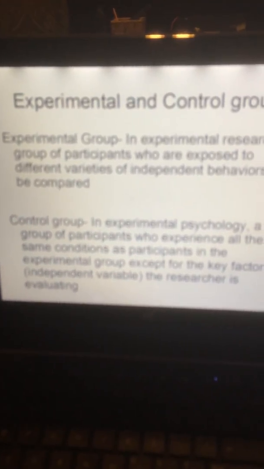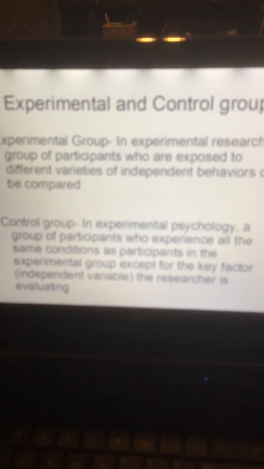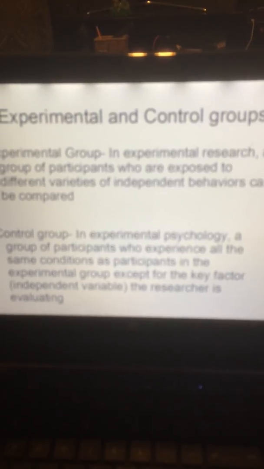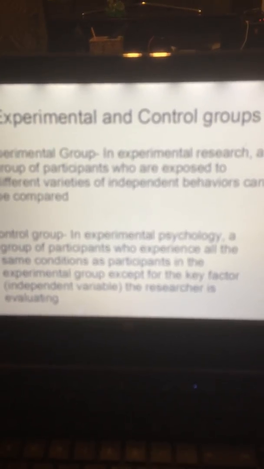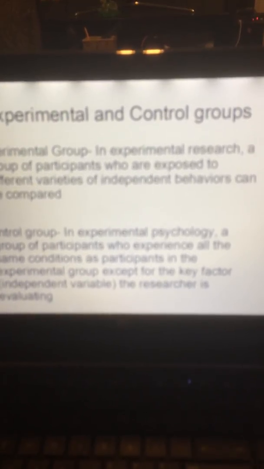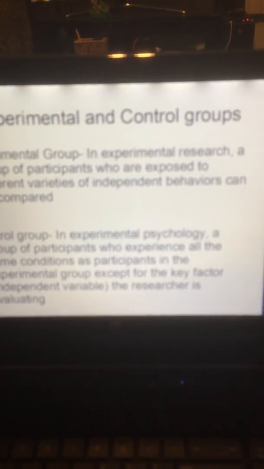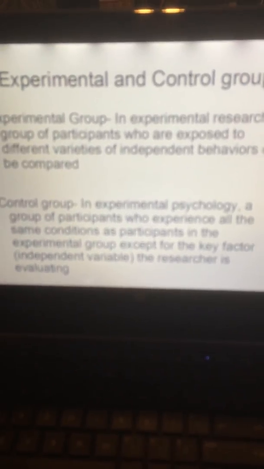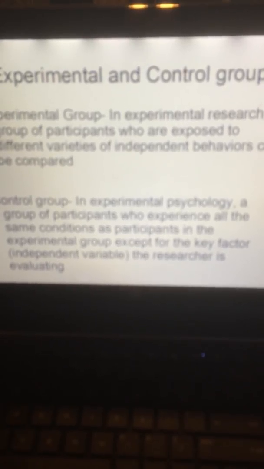Now, in this case, you have an experimental group and a control group. And every time you do experimental groups, you have to have a control group to measure them against. The experimental group is a group of participants who are exposed to different varieties of independent behaviors that they can be compared to. The control group is a group of participants who experience all the same conditions as participants in the experimental group, except for the key factor, the independent variable, the researcher is evaluating.